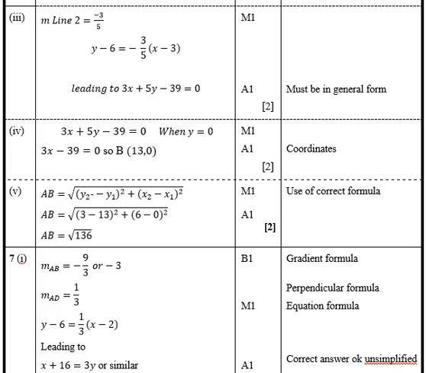Part 4 is following on from part 3. In part 3, we're told that B is where the line crosses the x-axis. Anywhere on the x-axis, y equals 0. So our equation, 3x plus 5y minus 39 equals 0, we want to know x when y equals 0, so 3x minus 39 equals 0. B equals (13, 0). And then part AB, it's Pythagoras, or what they call the distance formula, and we can just leave it as square root 136.